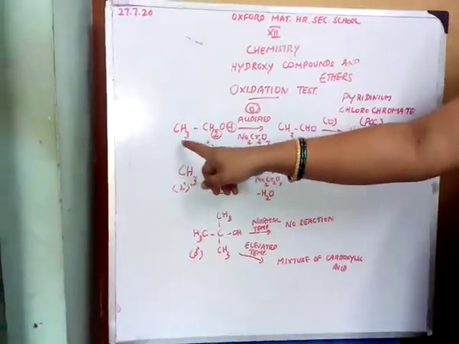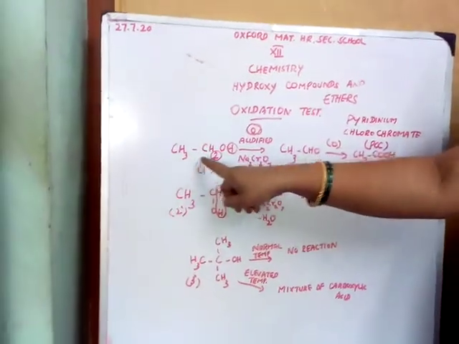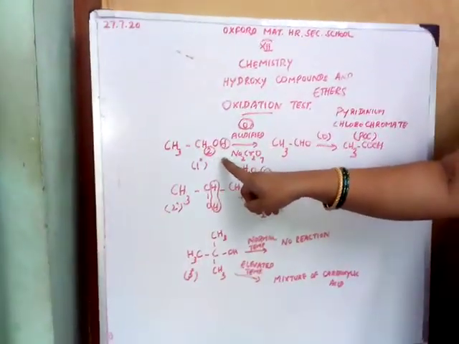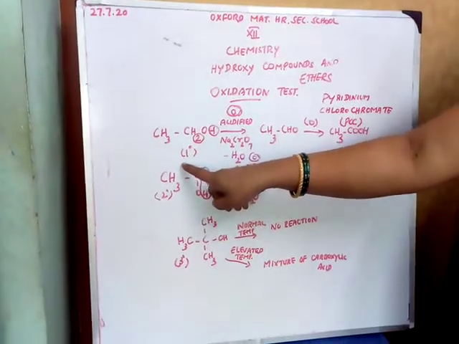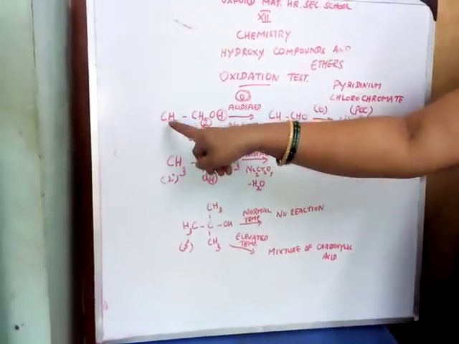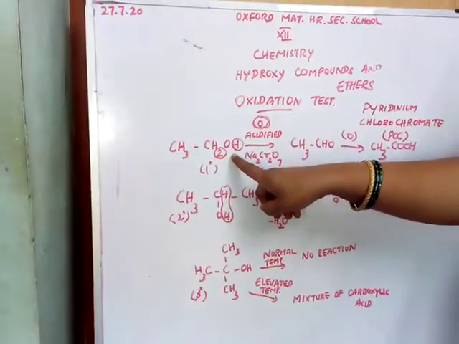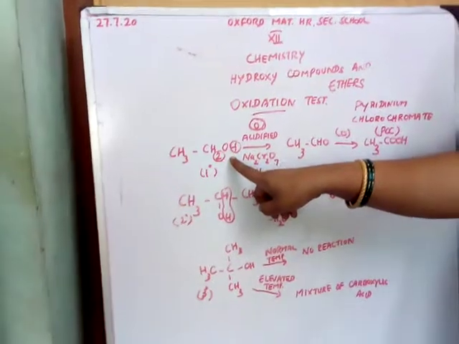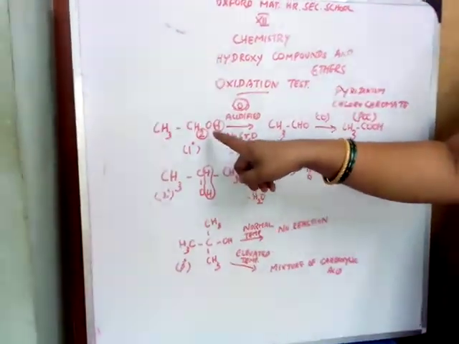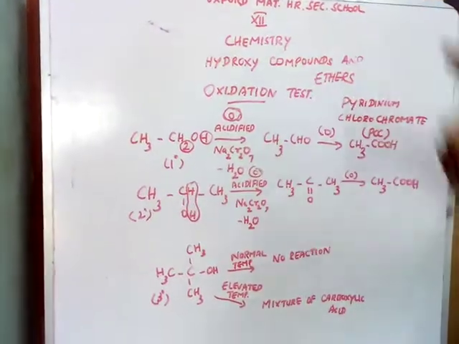See, ethanol. In this ethanol, if a single bond CH2OH is coming, it is said to be a primary alcohol. When one alkyl group is attached to the alcoholic group, it is said to be a primary alcohol. So, primary alcohol generally on oxidation.